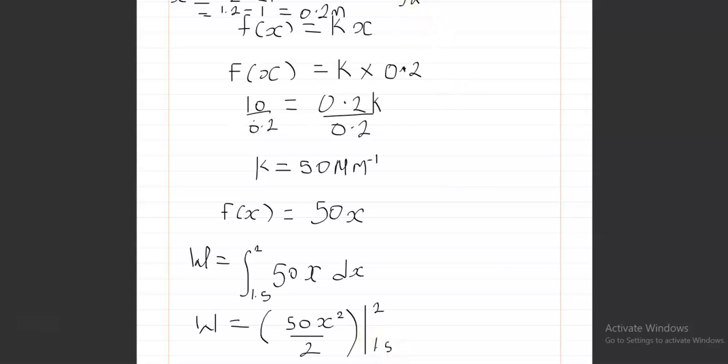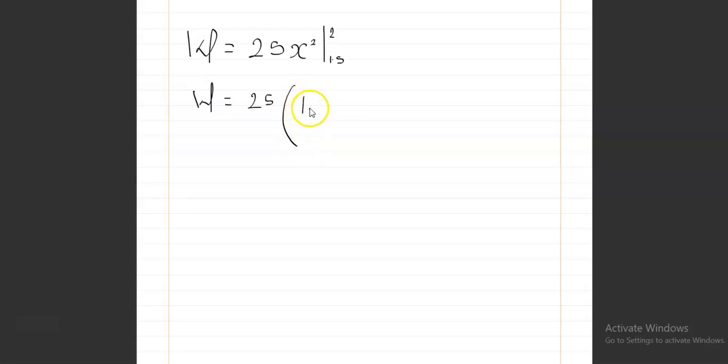So W here equals 25x squared. We can just plug that in. So that'll be 25 times 2 squared, the upper boundary, minus the lower boundary, which is 1.5 squared.